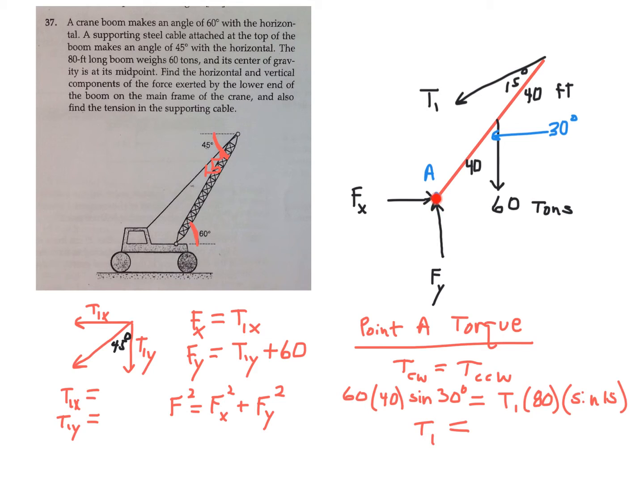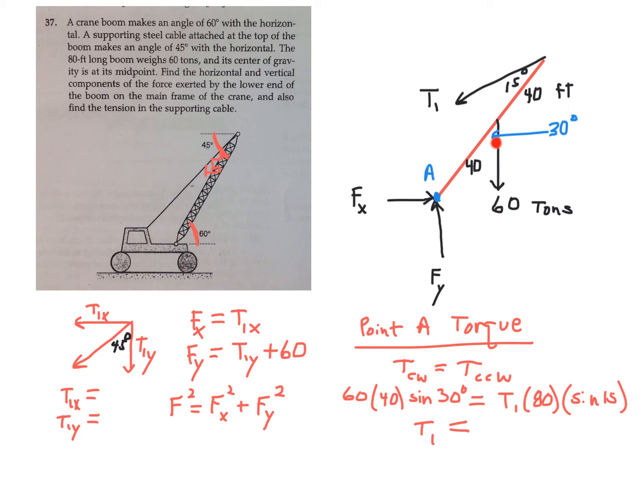So point A is my reference point for torque calculation. So here is my calculation of that. Clockwise torque equals counterclockwise torque with reference to point A. So at point A, the 60-ton force is trying to make the whole thing rotate clockwise. So that's my clockwise producing torque force, 60 tons times the distance from point A, which is 40 feet, leave it in feet, times the sine of 30. That's the angle right there.